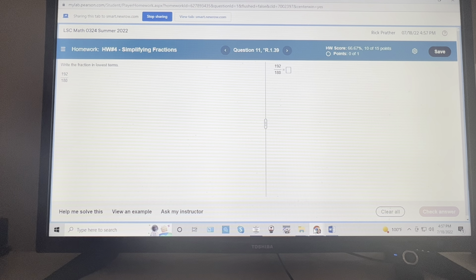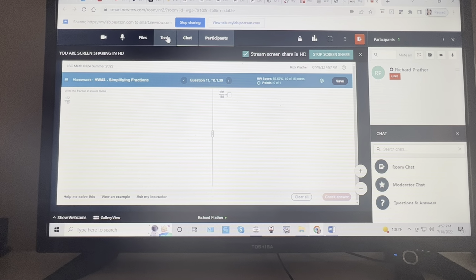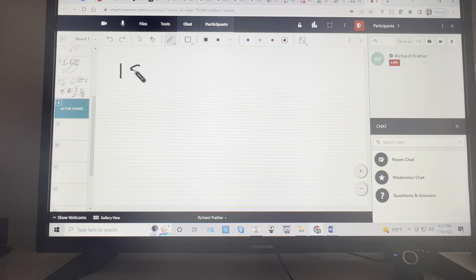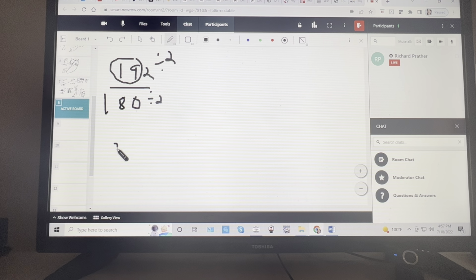And here's another one like it. 192 over 180, they definitely both divide by 2. So now you can't really do my shortcut on the top because you can't do half of 19. If this was an even number, then you could cut each half in half. But then you just do this, 2 into 192.